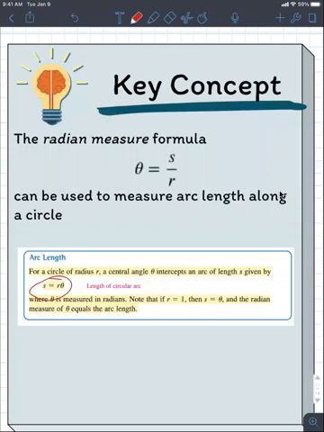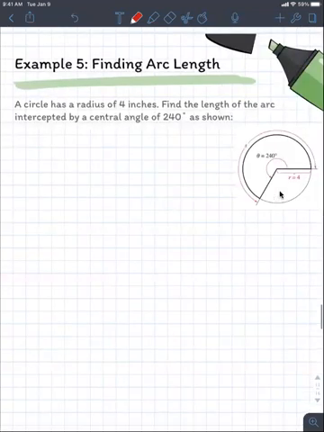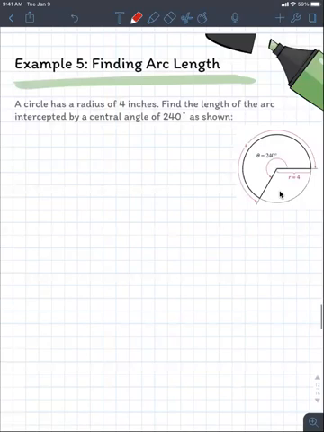Okay, cool. So find the arc length. So again, the formula for the arc length is S equals R theta, where R is the radius and theta is the radian measure. So we can almost plug everything in, except that this gives us the degree measure and we need the radian measure. So far, so good?